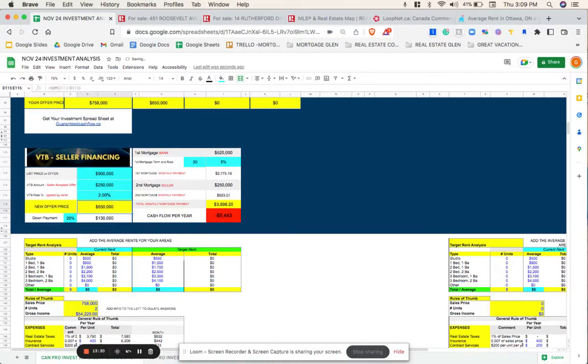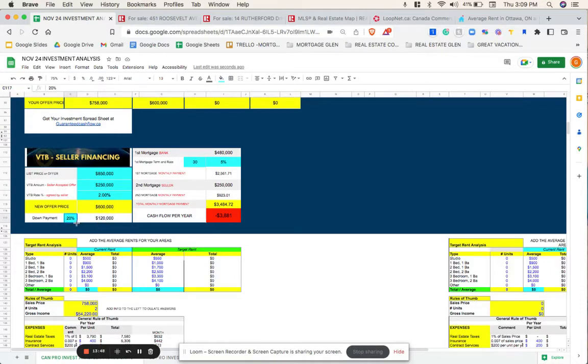Percent. Let's see if we can do 2. Much different. Okay, so 900,000. So maybe we're going to offer less. We're going to offer 850. Still in the negative.